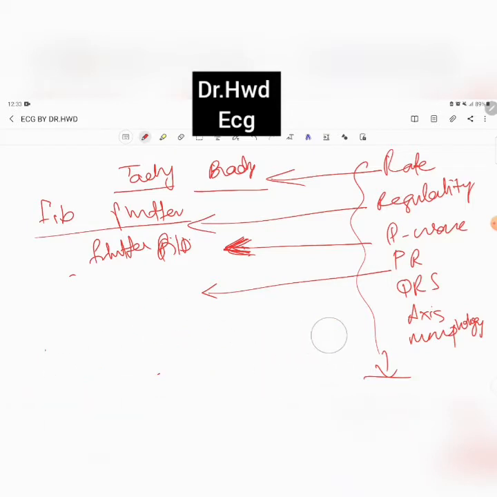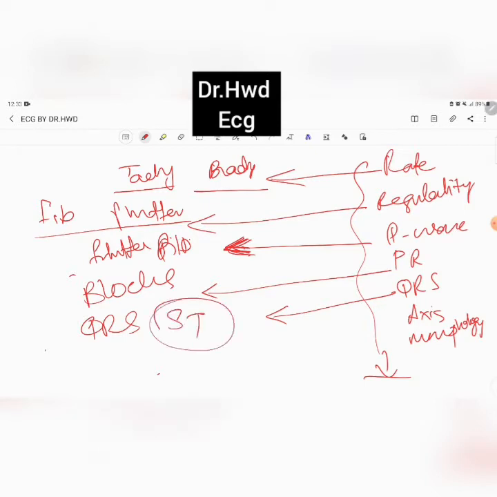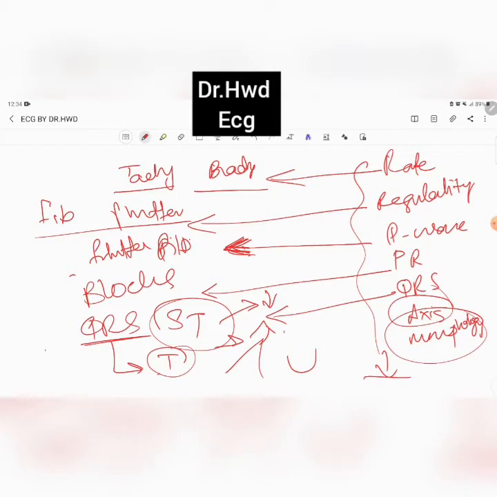After you're done looking for blocks in your PR interval, the next thing you see is your QRS complex. What is important in the QRS complex? The first thing is to see whether there is an ST depression or an elevation. Those are the 2 most important things you need to see. The next thing is the T wave, whether it's tall and tented, to see if it's hyperkalemia, or depressed and inverted, to see if it's hypokalemia, and we'll learn about the treatment. Then you have to look at the ST segment and morphology. That comes later on.